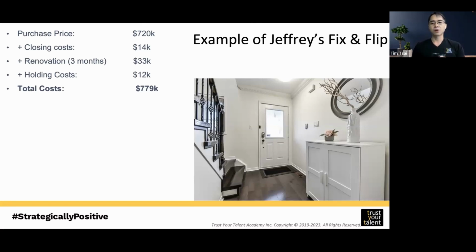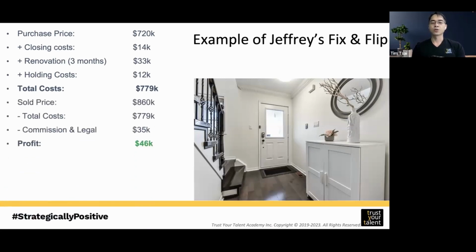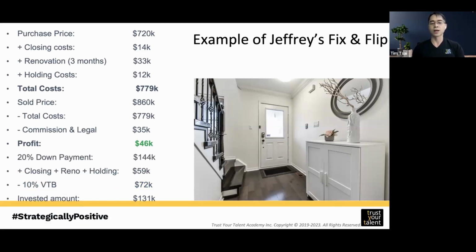And these are the numbers. And so according to the formula that we just went through together, we have the purchase price plus closing plus reno plus holding costs. Total in is 779. Okay. The sold price is 860. So minus total cost, minus commissions and legal fees. The profit on this deal is $46,000, 3 months in and out.